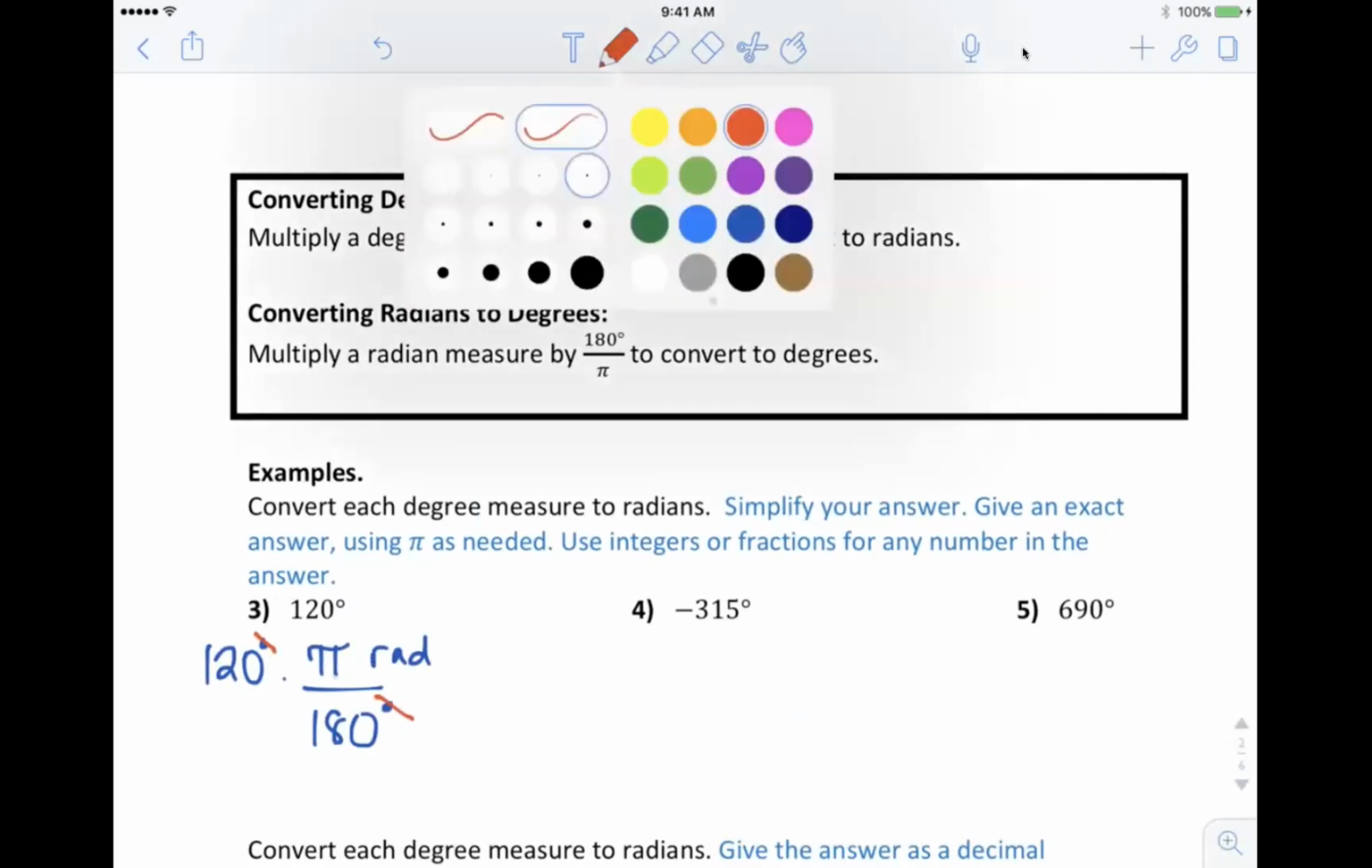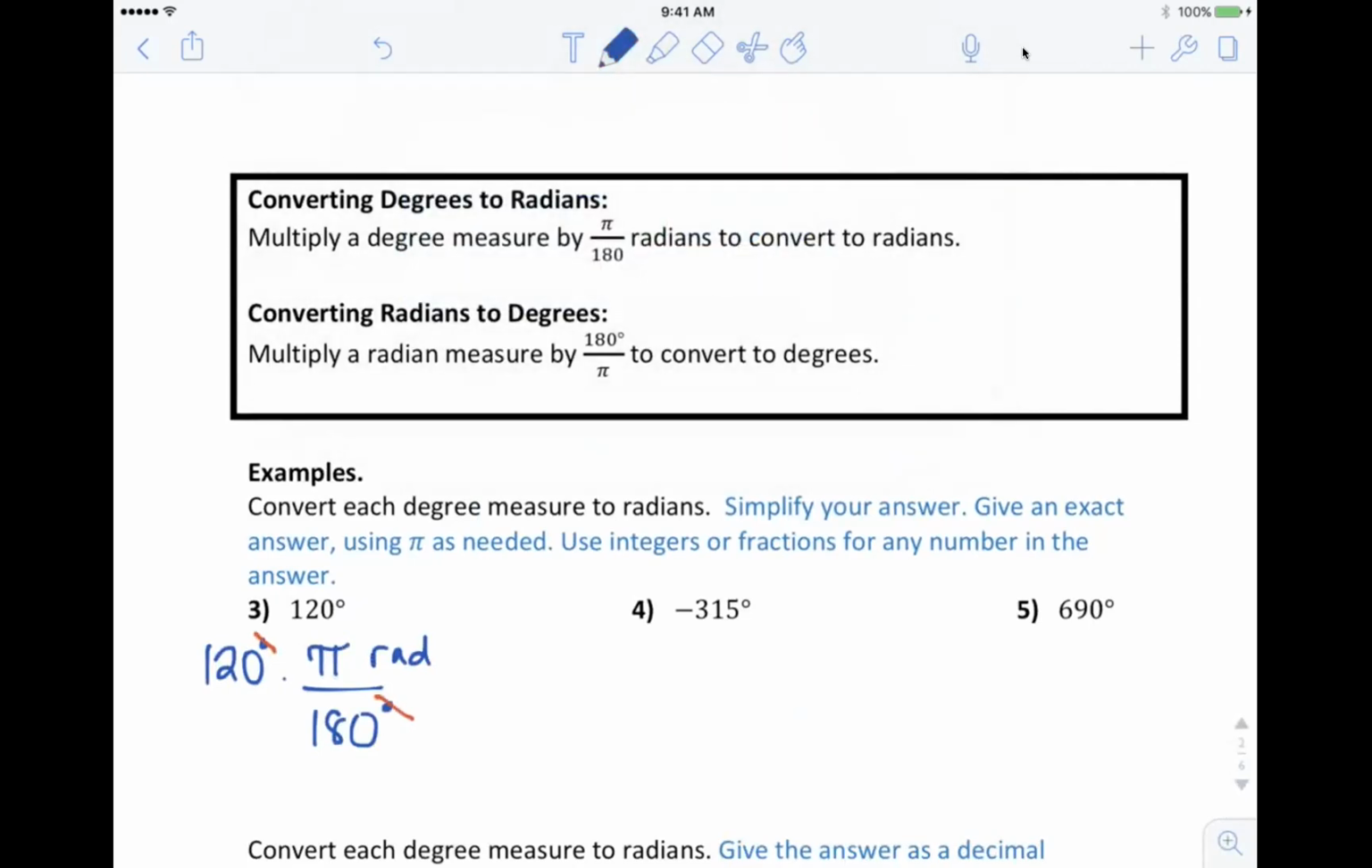Now this one, it does say, simplify your answer, give an exact answer using pi as needed. So I want to leave pi alone and just reduce that 120 over 180. Right. Well, it looks like 30 divides evenly into both of those. So you're just going to use your reducing fractions method, right?